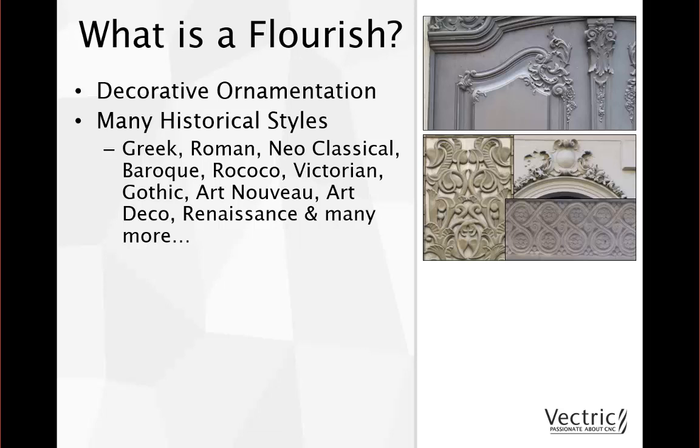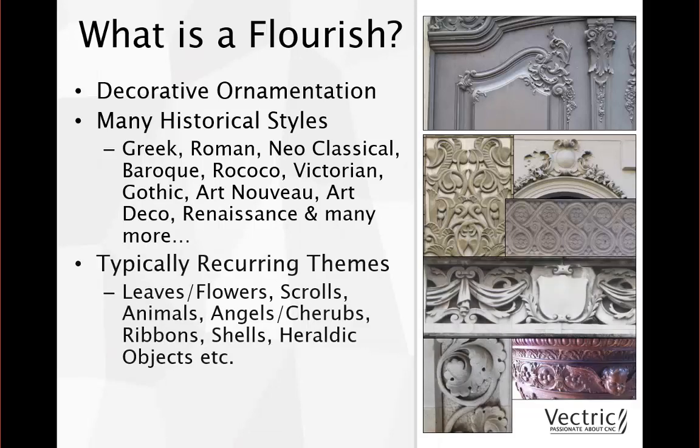Some very common ones in architecture are Greek, Roman, neoclassical. There's lots of rules behind those. And then again, throughout history, every period has its own style that may be evolved from one of the previous ones, or may really kind of evoke a new age when you get to things like Art Nouveau and Art Deco. Throughout history also you'll find lots of typically recurring themes, and you'll see this occur throughout the slides here. So things like leaves, flowers, scrolls, animals, shells, heraldic objects and many other things of which there are lots of different versions.